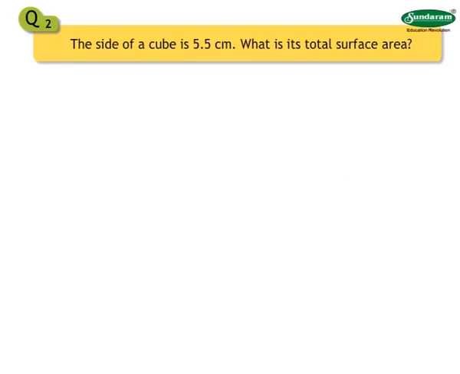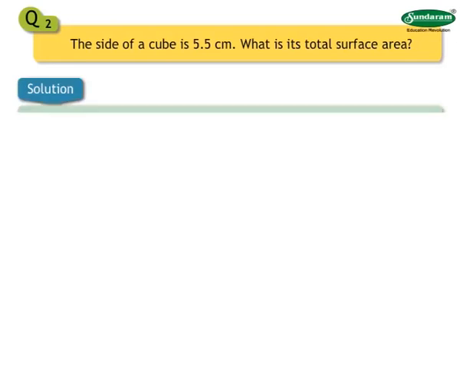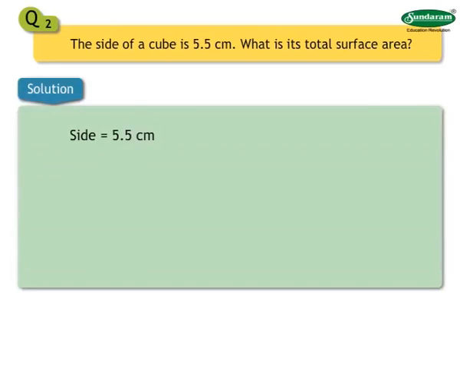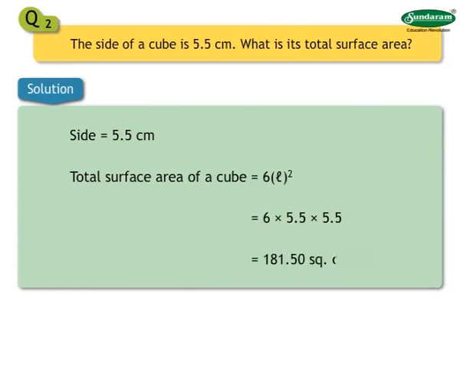2. The side of a cube is 5.5 centimeters. What is its total surface area? Solution. Side is 5.5 centimeters. Total surface area is 6 into length square, which is 6 into 5.5 into 5.5. This is equal to 181.50 square centimeters.